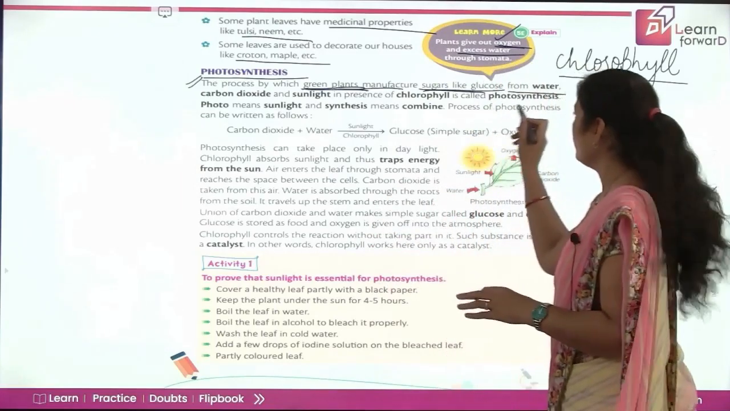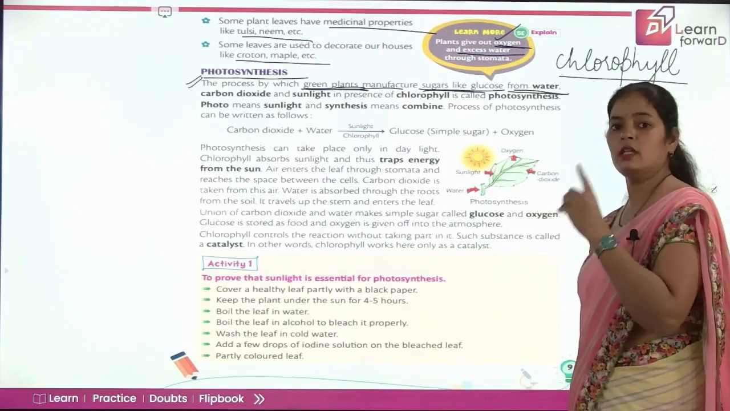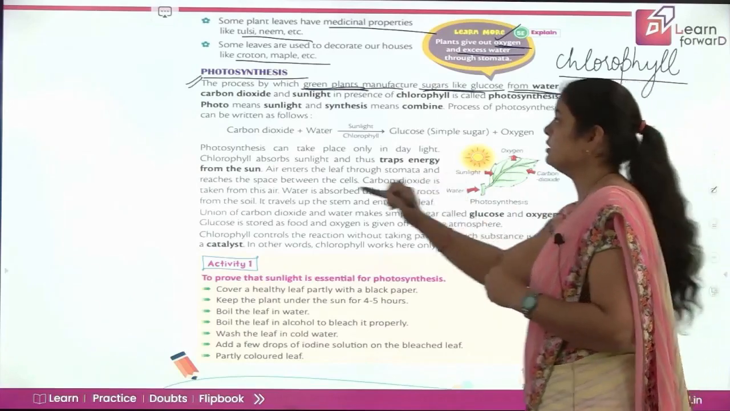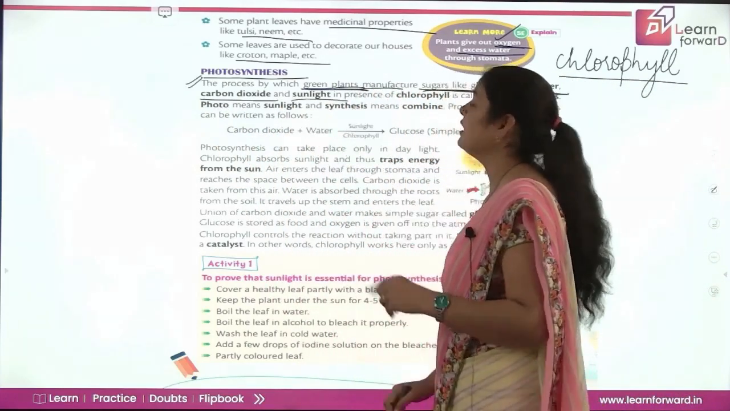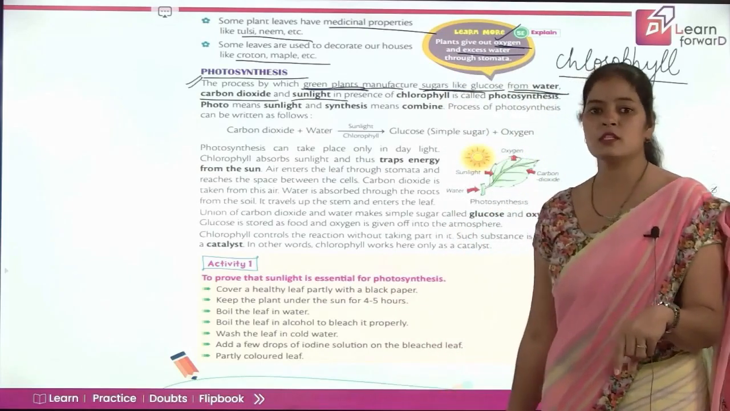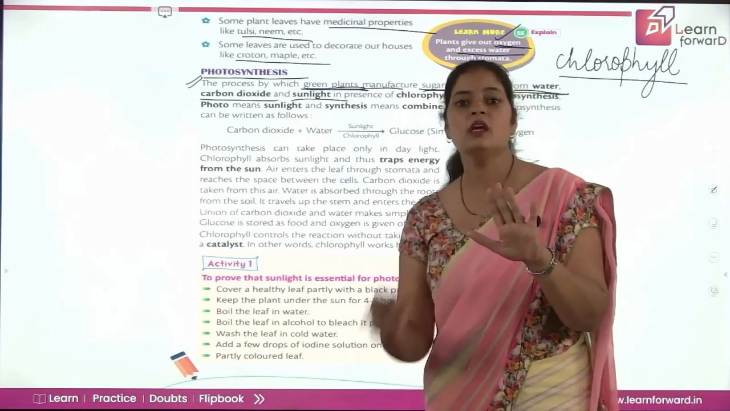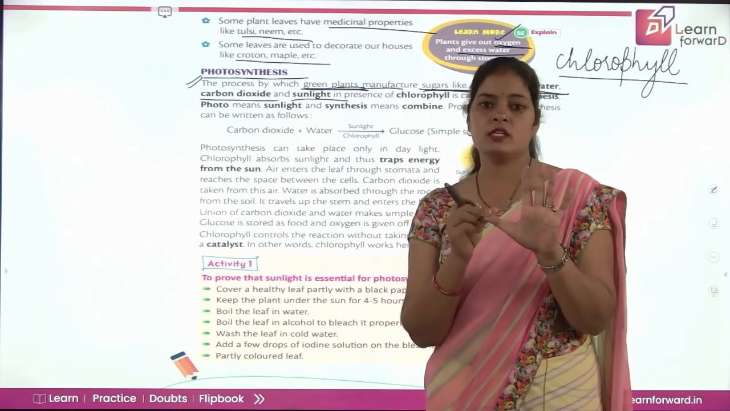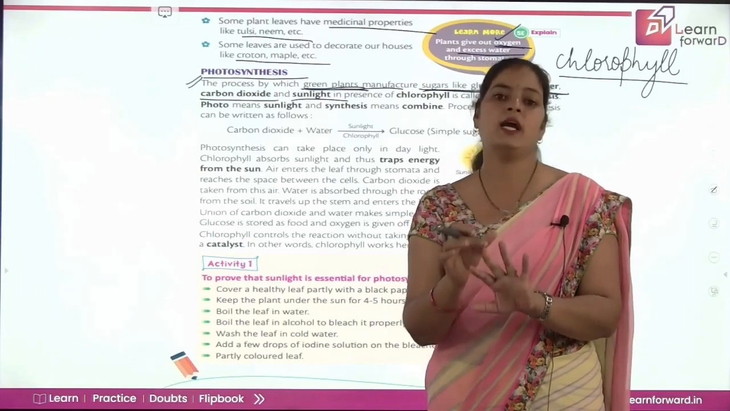In the same way here, the raw materials to prepare this sugar glucose in the plants are water, next carbon dioxide, next sunlight, and always it is done in the presence of chlorophyll. So chlorophyll is the fourth requirement. Now again count with me. Water is required for photosynthesis. Next, carbon dioxide is required, sunlight is required, and chlorophyll is required.